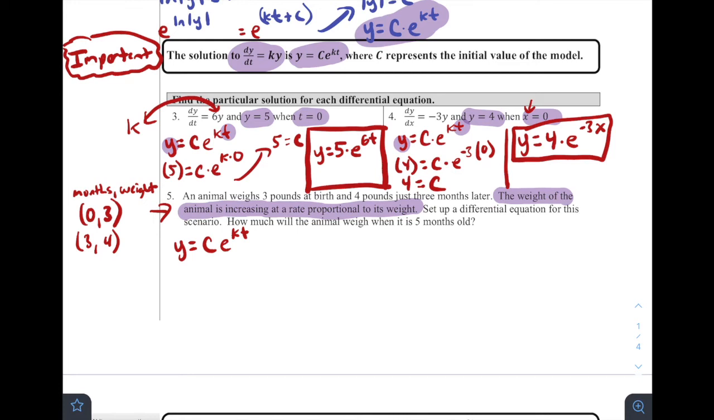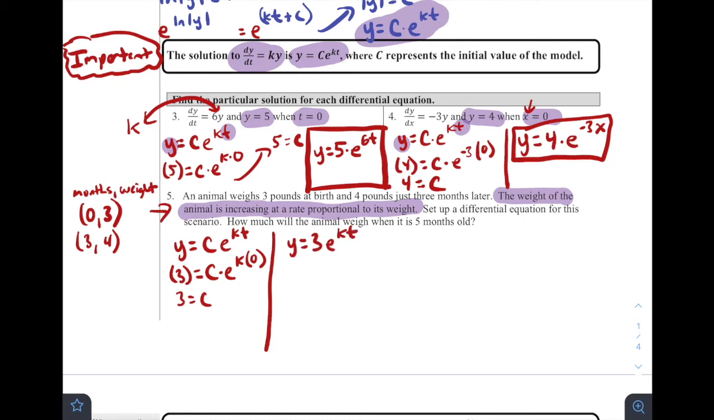So what I'm going to do is find out what my c and my k are if we're going to find a particular solution that models this scenario. First, I'm going to plug in 0, 3, and see what we can find. If I plug in my 0, 3, we get 3 is equal to c times e to the k times our time, which is 0. Luckily for us, anything to the 0th power is 1. So 3 is equal to c times 1, which means that c is equal to 3. From there, the equation that we know so far is y is equal to 3 times e to the kt power.